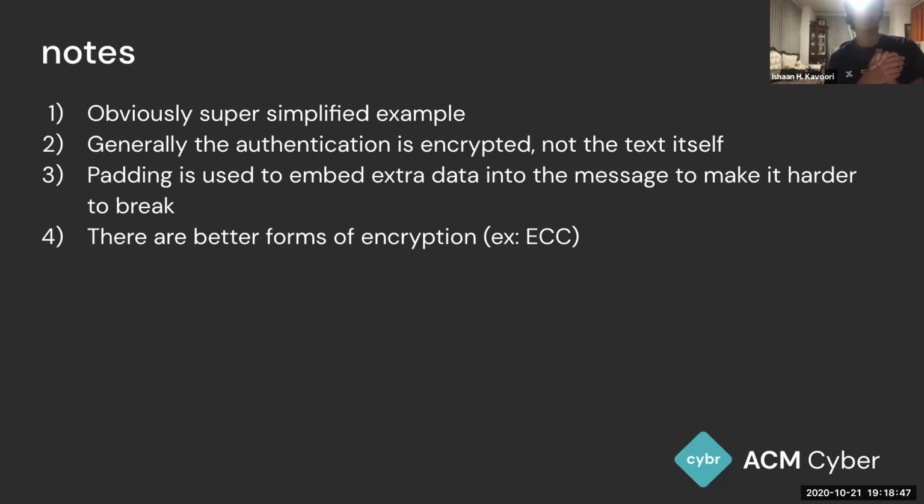And then finally, there are better forms of encryption, like elliptic curve cryptography. I'm not going to talk about it. Aaron did do a workshop on this last spring, but the way the numbers are generated in ECC, it's just more secure than RSA. So the same amount of security that you could have with 2048-bit keys in RSA, you could have that same amount of security with, say, 256-bit keys in ECC. Okay.